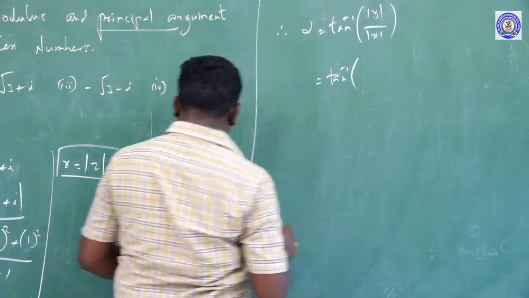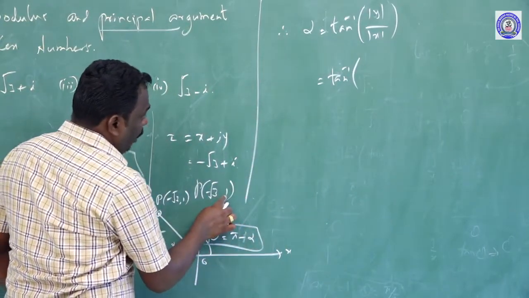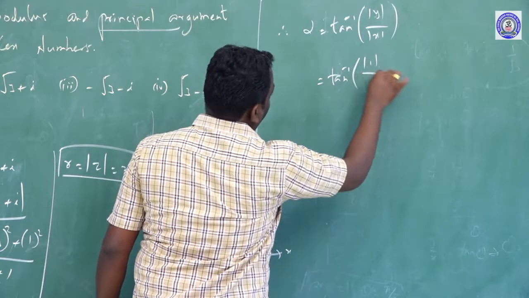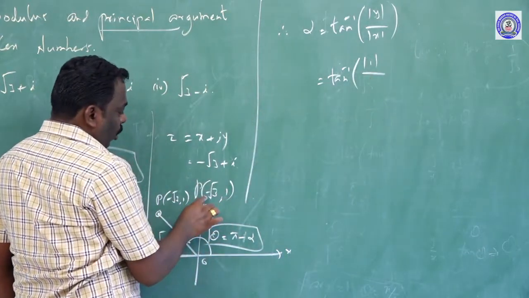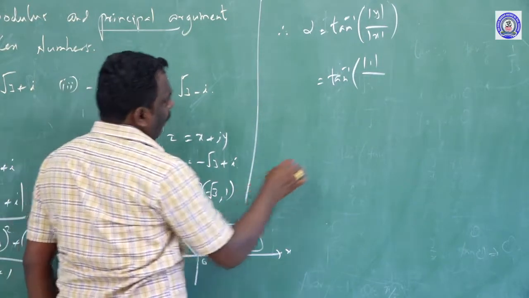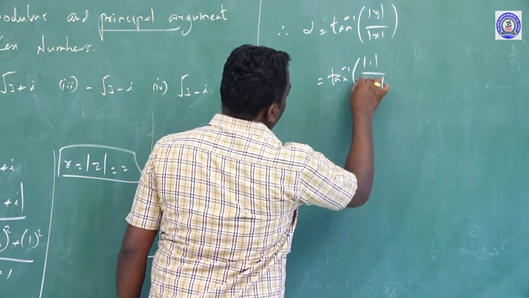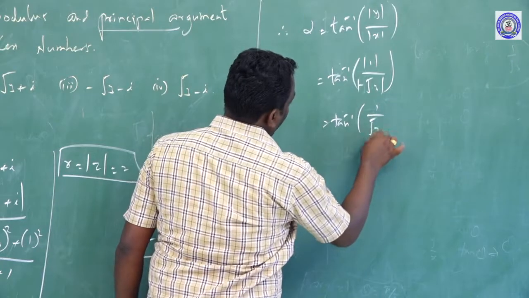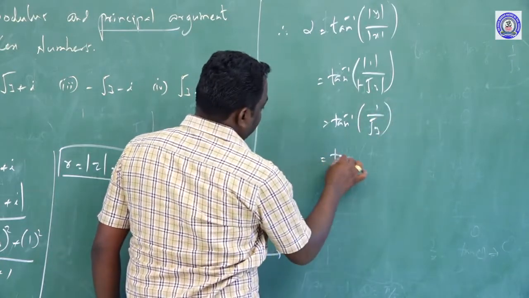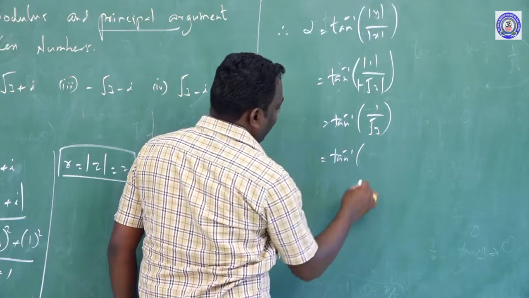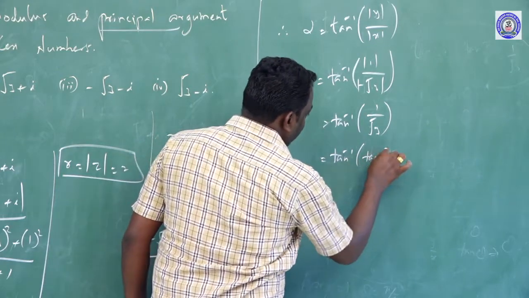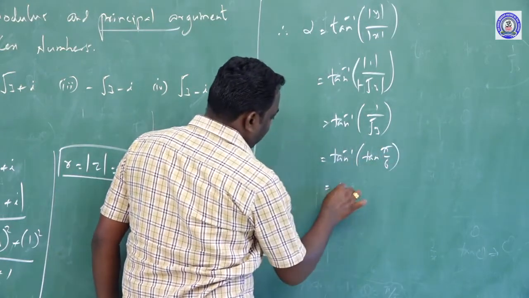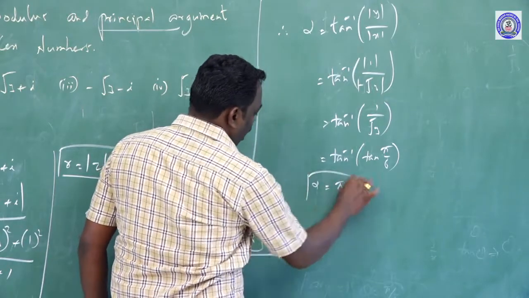What is the y value? Here it is 1. Therefore, modulus of 1 by the x value, which is minus root 3, within the modulus. It is equal to tan inverse of 1 by root 3. The minus will cancel. Again, tan inverse of this value is defined by what? Tan pi by 6. Both tans are cancelled. Pi by 6 is the alpha value.